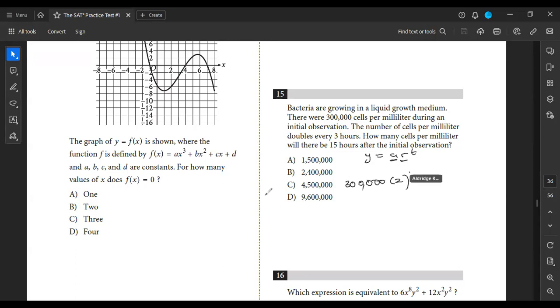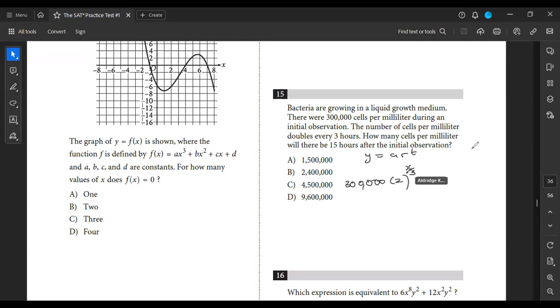This means it's doubling every hour, but that's not true. It's doubling every 3 hours. So we need to make it 1/3. The reason why we're making it x/3 is because if we substitute... Let's do that. So we're making it x/3. Let me make the x a bit neater.